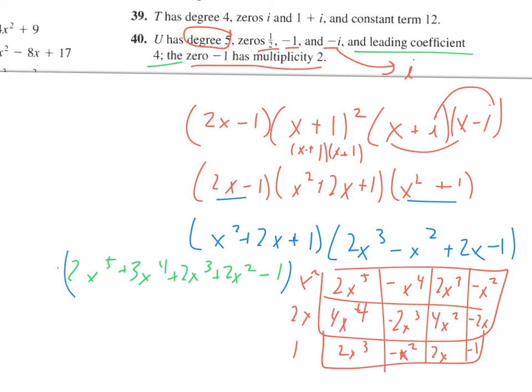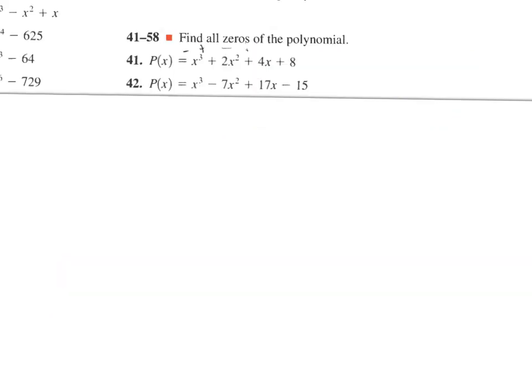So right now the leading coefficient is 2. So I'm going to have to multiply that by 2, give me 4x to the 5th, plus 3x to the 4th, plus, oh no, I got to multiply that by 2 as well. Excuse me. 6x to the 4th, 4x to the 3rd, 4x squared, and then minus 2. So that's my final answer.